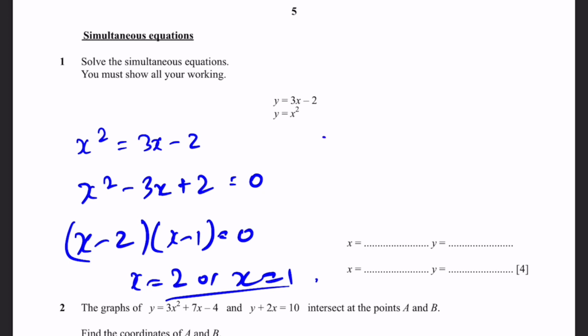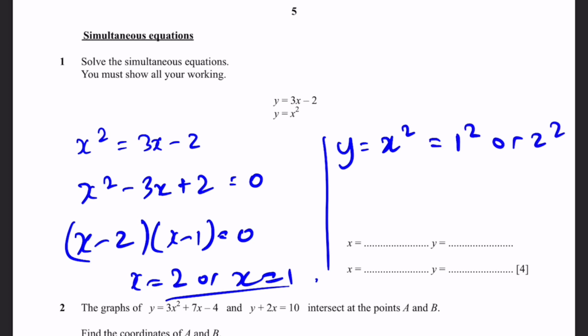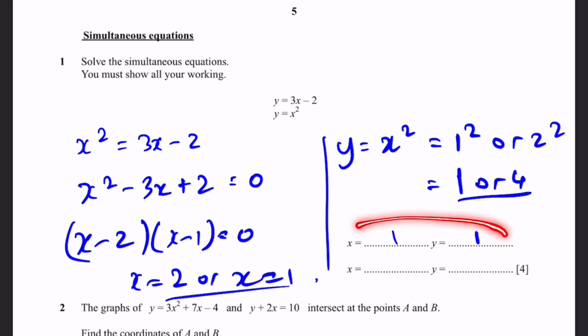Now since we know the x value, we can find the y value. So y is equal to x squared, and in this case, it's equal to 1 squared or 2 squared because x is 1 or 2. So y is going to be 1 or 4. That will be our answer. So it's x equals 1, y equals 1, since 1 squared is 1. And then x equals 2, y equals 4, since 2 squared is 4.